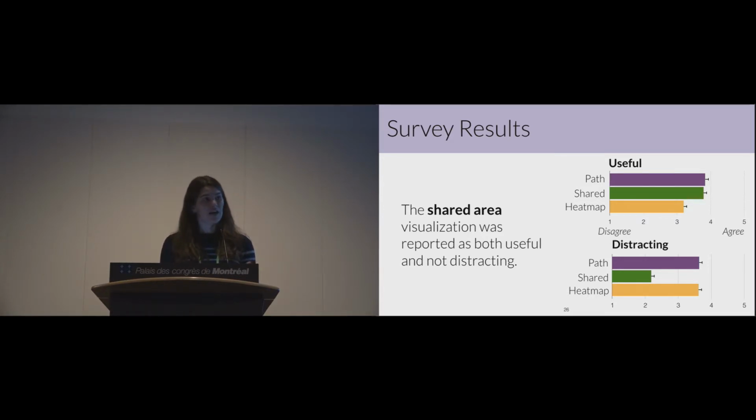In contrast, with the path visualization, we do see it to be perceived equally as useful as the shared area, but significantly more distracting. So while it is useful, it's distracting from the task, which is not what we're trying to achieve. And the heat map visualization is significantly less useful than shared and path, and significantly more distracting than shared. So it's both perceived to be less useful and more distracting. So clearly that's not the best fit for this task as perceived by the users.